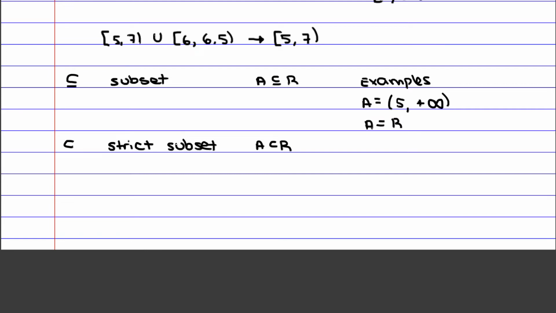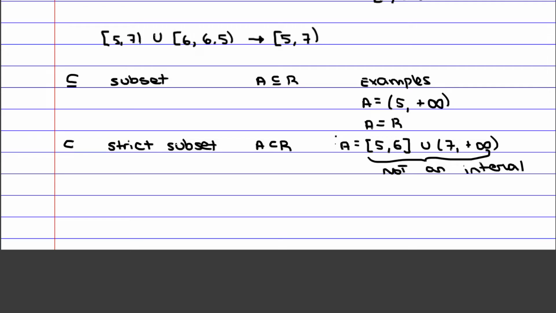It can only be something like the other one, or maybe you could have something like 5 comma 6 union 7 to infinity. So this would not be an interval, but it is a set. So generally we use A to represent sets, which may or may not be intervals.